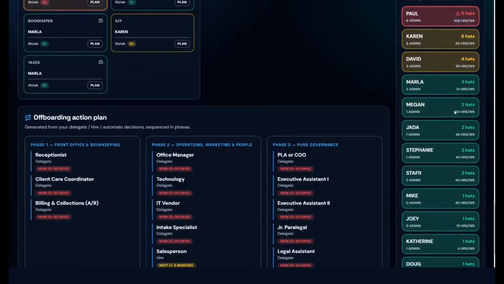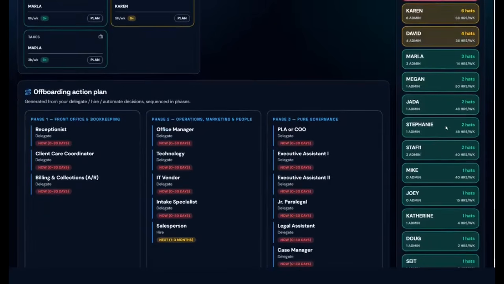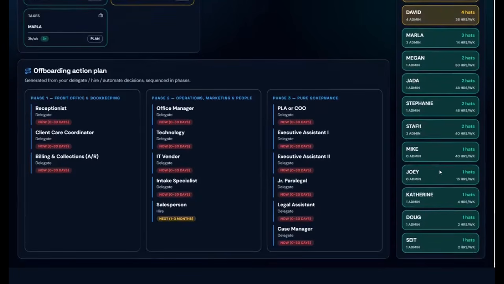She's wearing two hats. She's a paralegal. Jada, two hats, paralegal. Stephanie's a lawyer wearing two hats. We have a staffy rep wearing two hats. We have our senior associate wearing one, our counsel wearing one, marketing vendor. The rest of these are vendors.